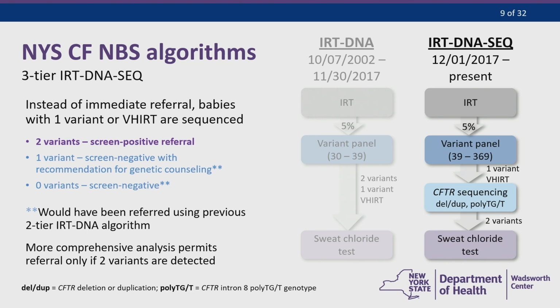Babies with 2 variants are the no-brainers, right? Those get referred. And so the difference is that with the new algorithm, babies who have one variant or no variant would have been referred using our previous algorithm. This more comprehensive analysis allows us to be more confident that we're screening for most of the disease-causing variants and permits referral only if 2 variants are detected.